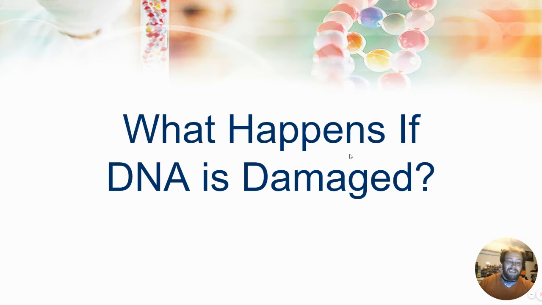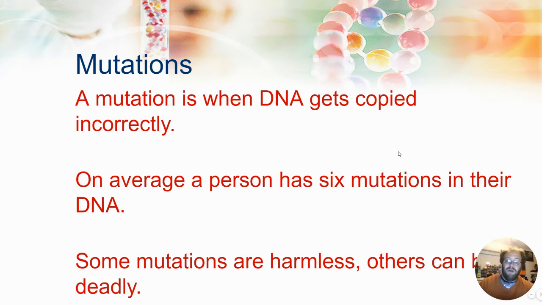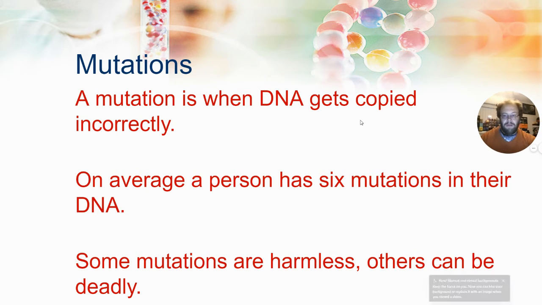So what happens if DNA gets damaged? That's kind of an important question, right? Because it's so important. What happens if something bad happens to our DNA? Well, the first big major bad thing that can happen, make sure you can see all the words here, is a mutation. So a mutation is when DNA gets copied incorrectly. And there's other ways for mutations to happen, but this is the most common way.